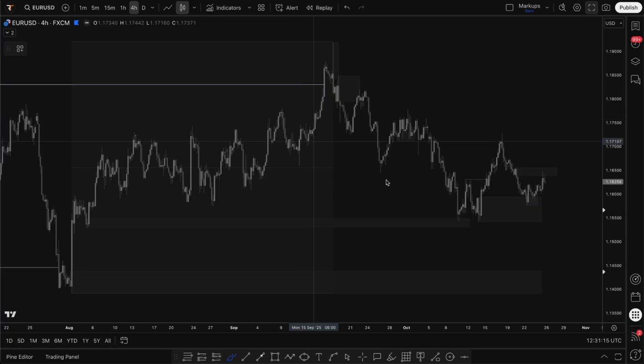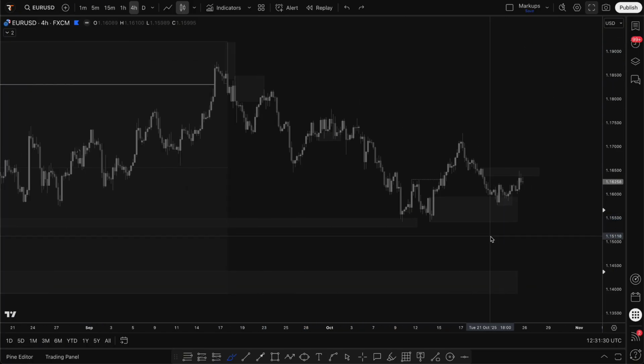So we had a 4-hour bullish trend. We know the retracement is complete because we were below 50%. We're in this demand zone, so we're expecting a continuation of the overall bullish trend, targeting these swing highs over here. So far we have a nice reaction to this demand.